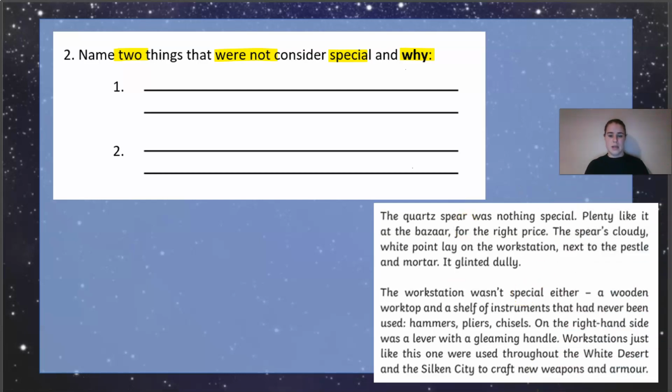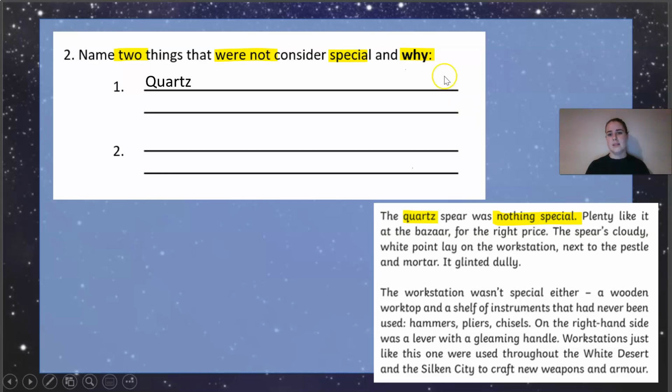This is the beginning of the text. I now need to be reading along, looking for the keyword special or something that was not special. If I have a look here in the very first sentence, there's nothing special, but I don't know what that's referring to. So I'm going to read around that whole sentence. The quartz spear was nothing special. So this is obviously relating to the quartz spear. The quartz, this is the gem that she's looking at. So the first part of my answer is going to be quartz.